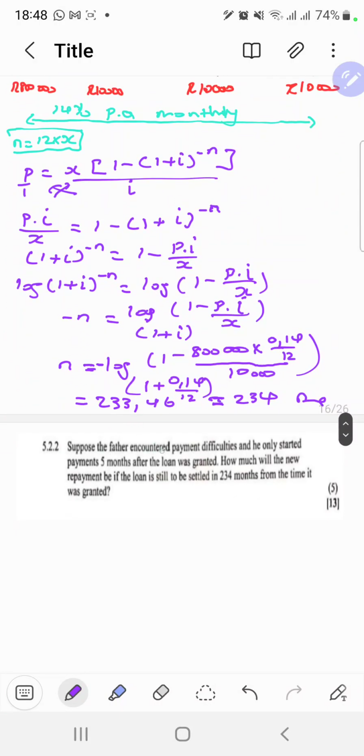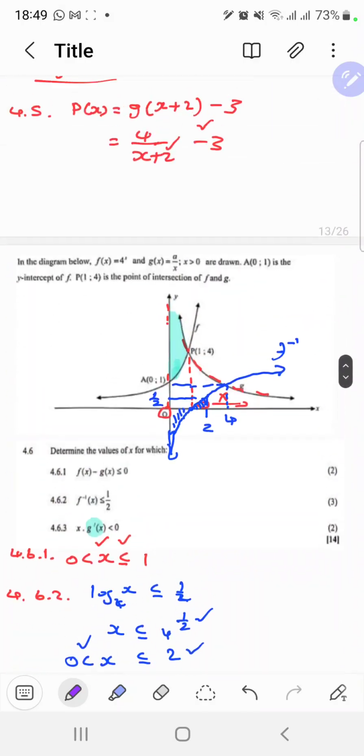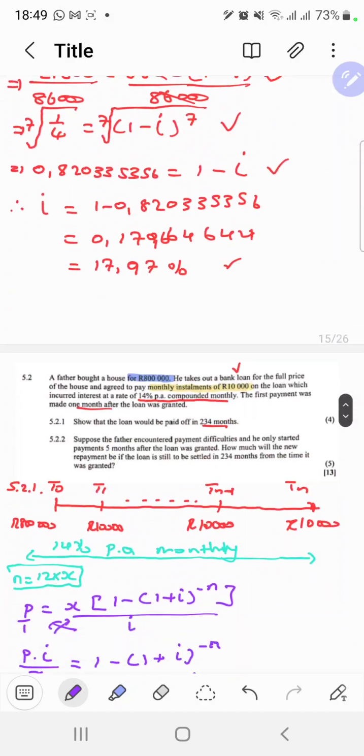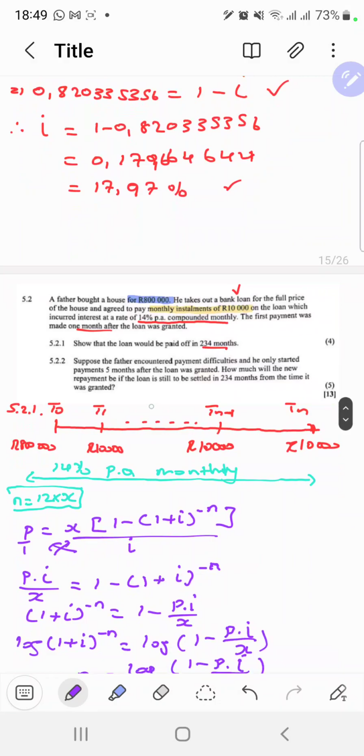Next question. It says, suppose the father encountered payment difficulties and you only started payments 5 months after the loan was granted. How much will the new repayment be if the loan is still to be settled in 234 months from the time it was given? Meaning this gentleman on our timeline here, where's our timeline? So this means this man only starts here at T5 to pay his first payment.